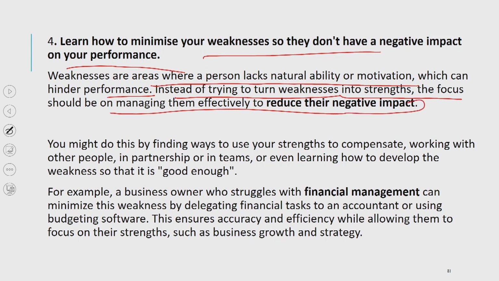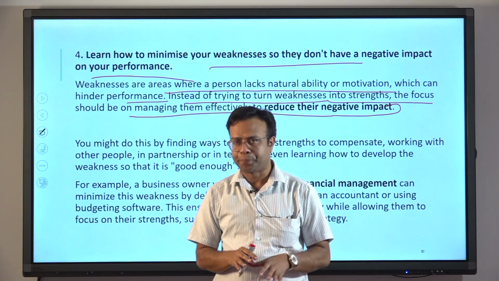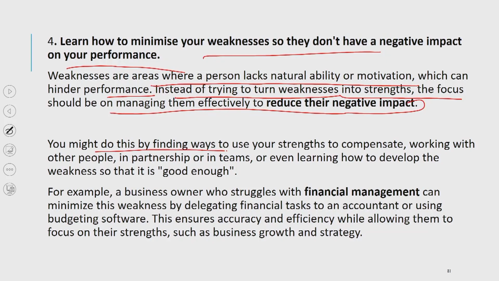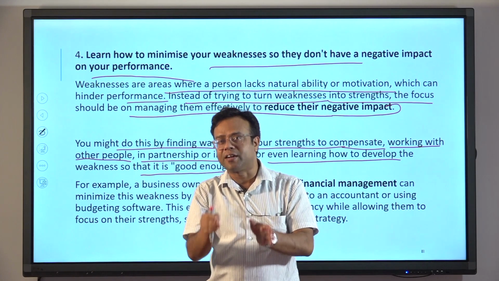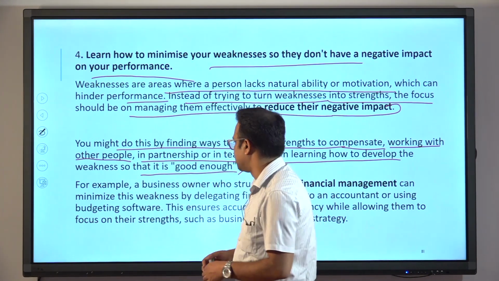So manage your weaknesses in such a way that they don't negatively impact your performance. One can do this by finding ways to use your strength to compensate for those weaknesses. That could be one way. Another is working with other people who have strength in your areas of weakness, so they can be used in your place. Collaborate with other people in partnerships or teams, or even learn to develop the weakness to a level that is good enough. Even if you don't become expert in it, at least learn to the extent that it doesn't impact your performance too negatively.